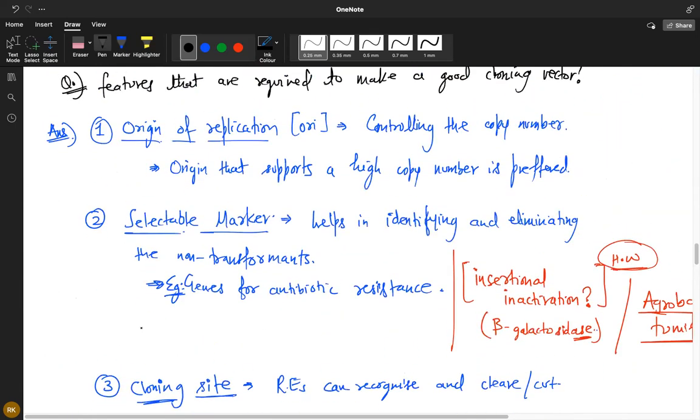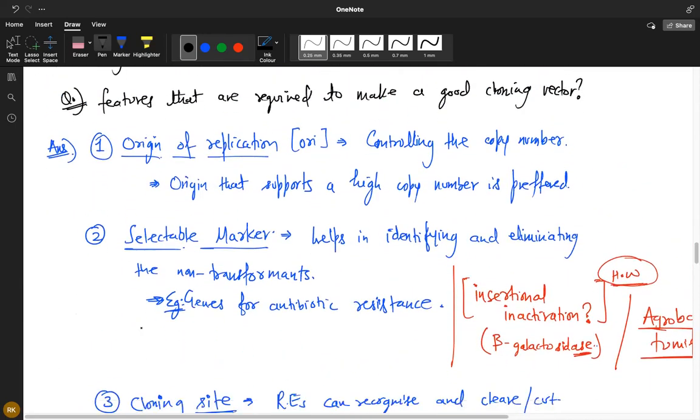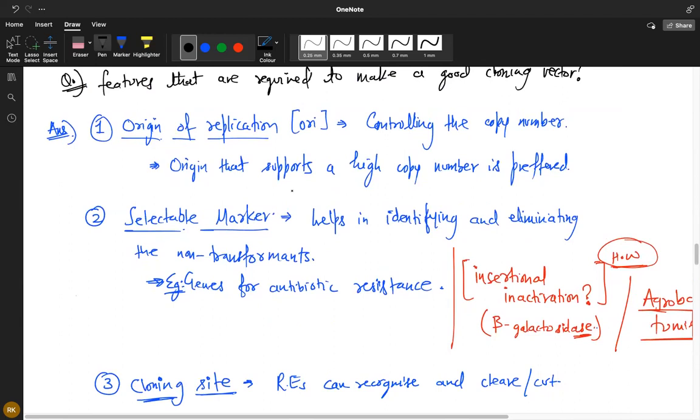The third important thing is about the cloning vector or the plasmid vector. Many questions come from cloning vectors, and this question in general is important: what are the characteristic features required to make a good cloning vector? Or in other ways it can be asked, what characteristics should be present in all cloning vectors? There are three important ones: origin of replication, selectable marker, and a cloning site. Atif, would you like to give this a quick revision? What do these three mean?